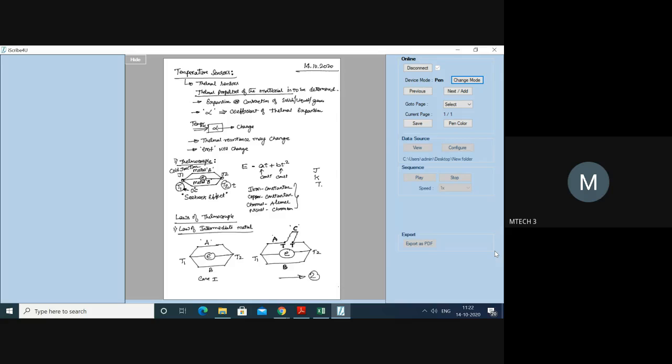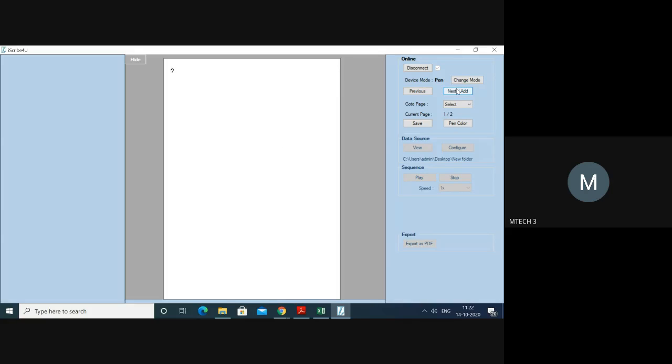Then we have one more law. Any idea? The second one, any idea? The law of intermediate temperature.